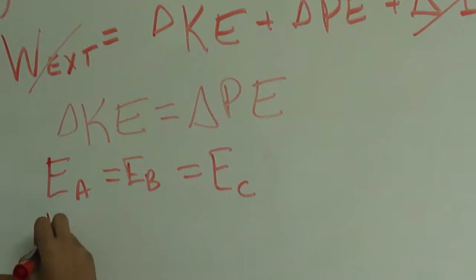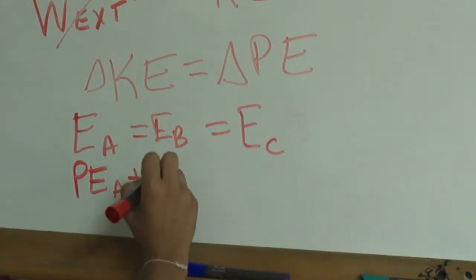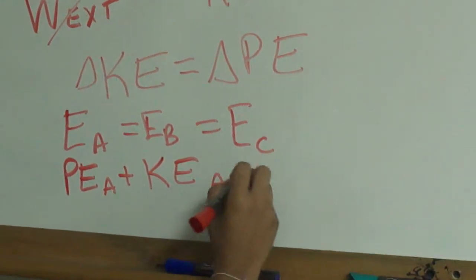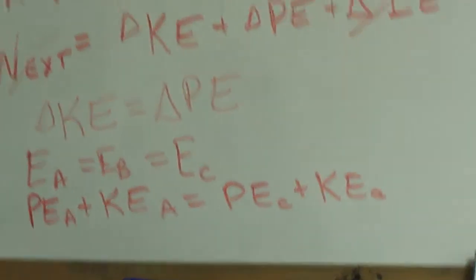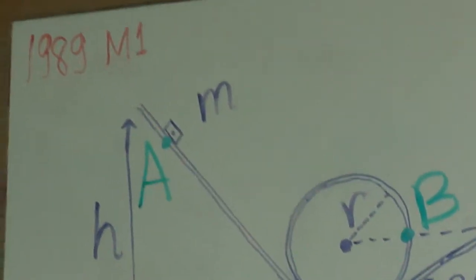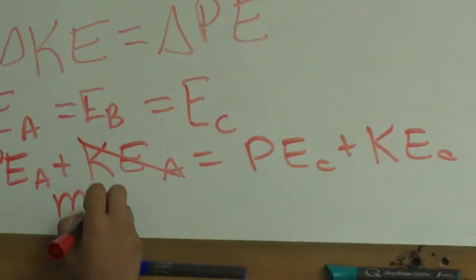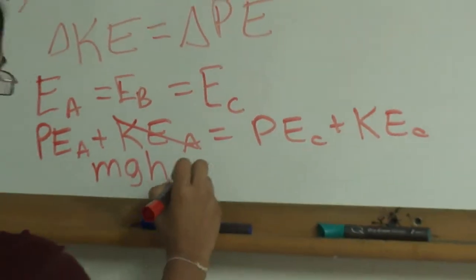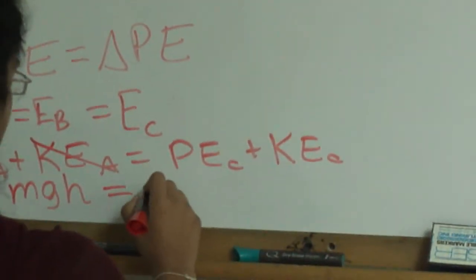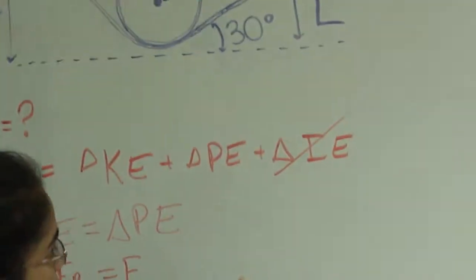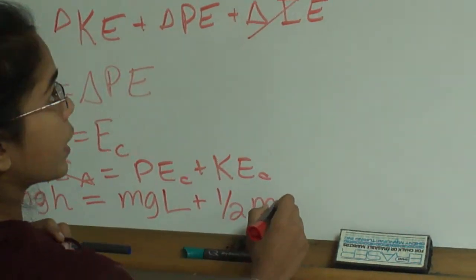The potential energy at A plus the kinetic energy at A will have to equal the potential energy at C plus the kinetic energy at C. Since the block starts from rest, there is no kinetic energy at A. So we can get rid of that, and we have mgh equals the potential energy at C, which we know is mg times the length of 0.50 meters, plus 1/2 mv squared.